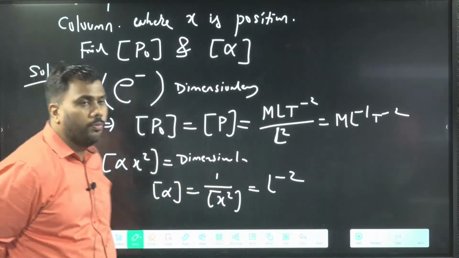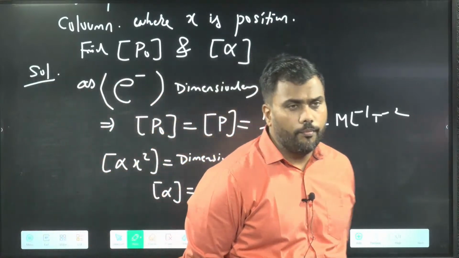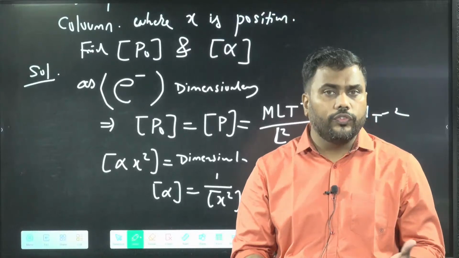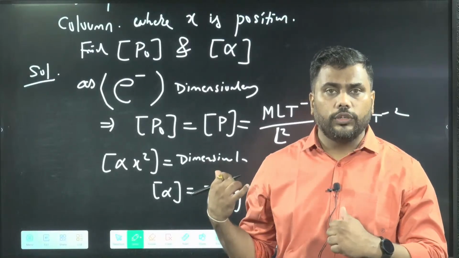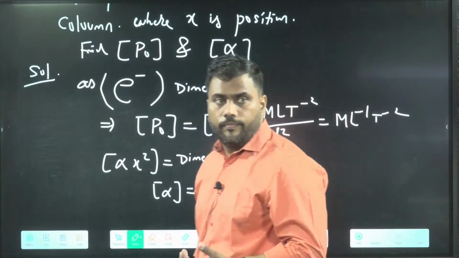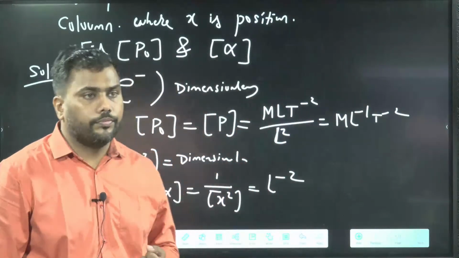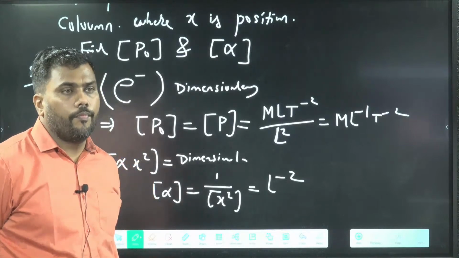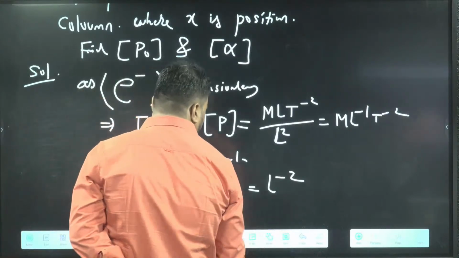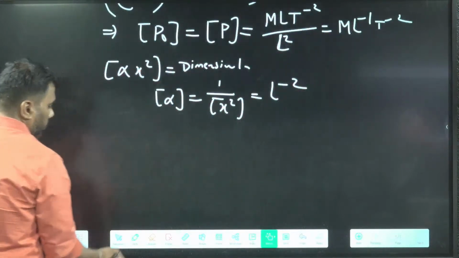Okay. Is this point clear? So we are finding dimensions of some unknown physical quantities by using the rules of dimensions. Everything clear? We can solve one more question.